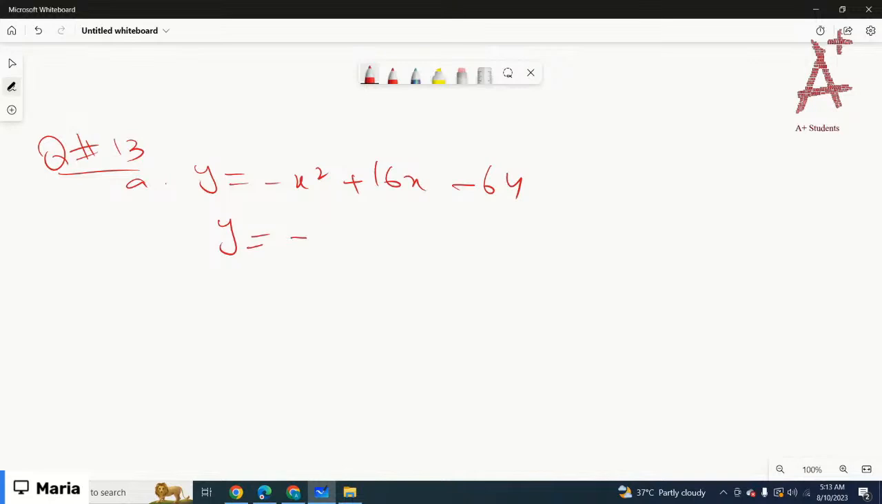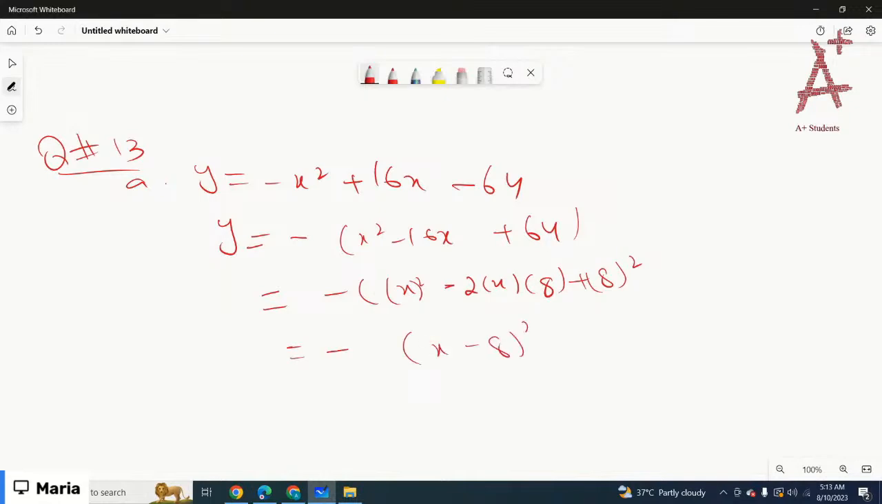Just take a negative sign common. You are left with x square minus 16x plus 64, right? This is a perfect square. For x square, this is the square of 8, minus 2 times x times 8, right? So that means this is the perfect square of x minus 8 whole square, right?